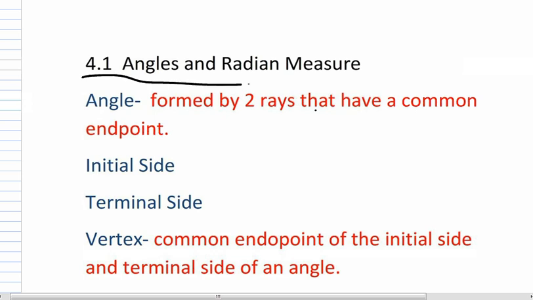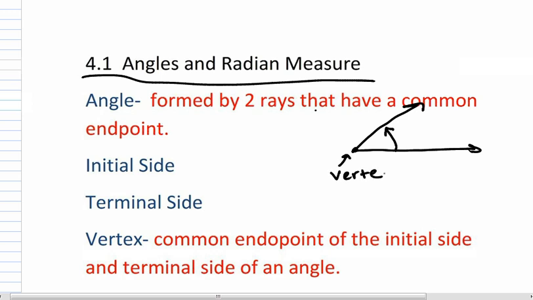Today we'll talk about section 4.1, angles and radian measure. An angle is formed by two rays that have a common endpoint. So let's say you started with two rays, one on top of the other here. One ray would stay the same while the other would move to create an angle. The common endpoint here, that is the vertex.